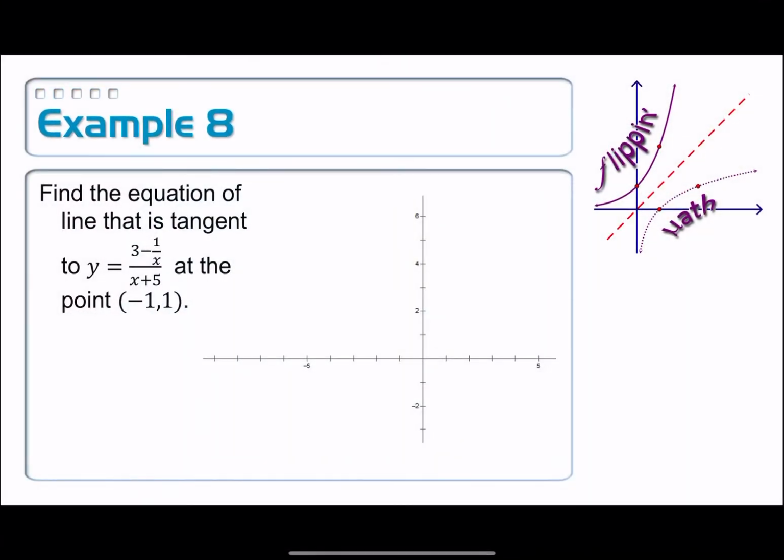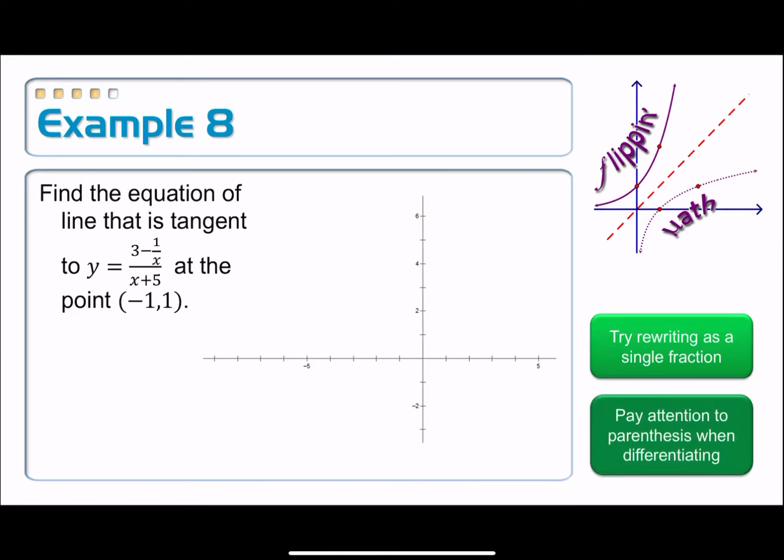And then come over here and let's take a look at the graphs of these things because it looks cool. All right. This one is suggesting that we try rewriting that as a single fraction, which we did, and then it also suggests that we pay attention to parentheses when differentiating. Did we do that? I think so. I think I did a pretty good job of paying attention to parentheses.